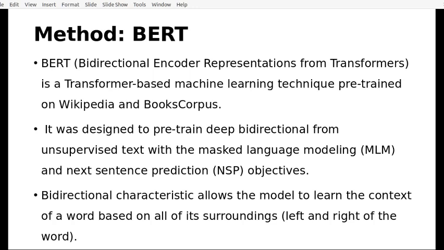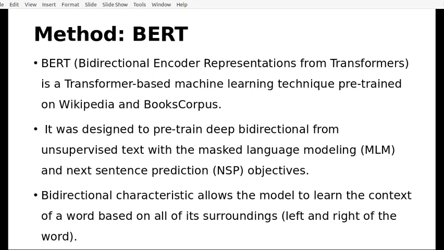Going to the method that we use, the current state-of-the-art model that has shown great achievement in many NLP tasks is known as BERT, Bidirectional Encoder Representations from Transformers. It is a transformer-based machine learning technique which was pre-trained on Wikipedia pages and the BooksCorpus. This model was designed to pre-train deep bidirectional representations from unsupervised text with masked language modeling and next sentence prediction.